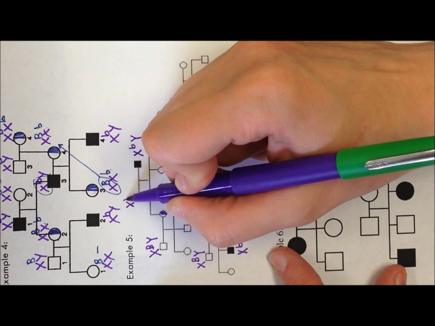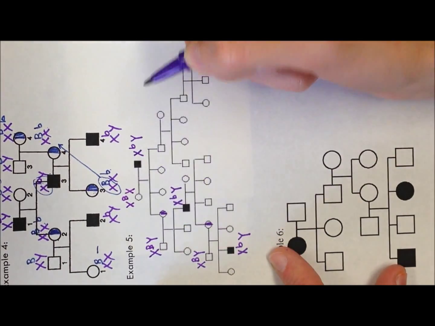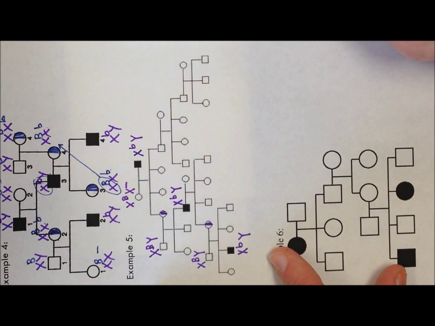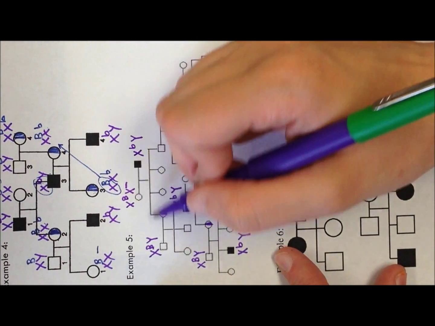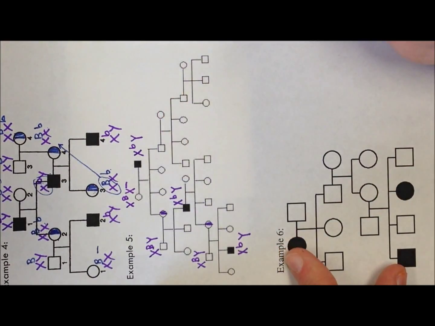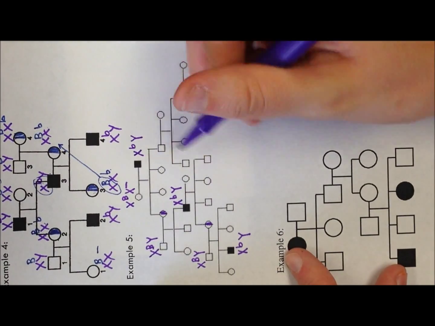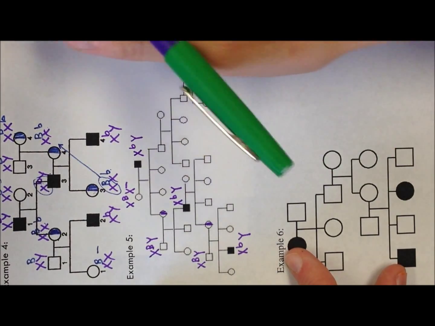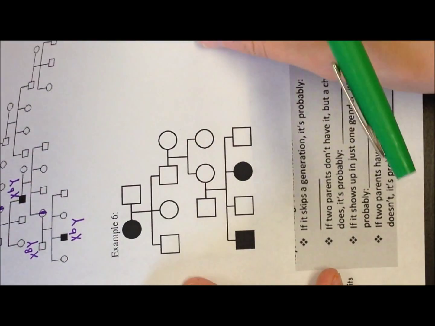And that this parent is X big B X dash. Okay? All we really need to know for now is just those. Who is carrying it and passing it on? And I don't want to have to fill out all of these because that would be pretty tedious. Let's move on and talk about example 6.